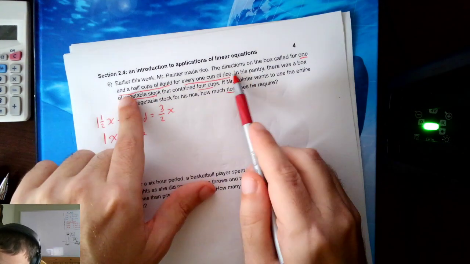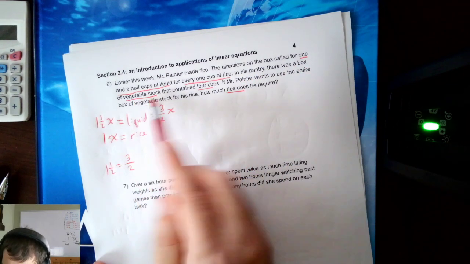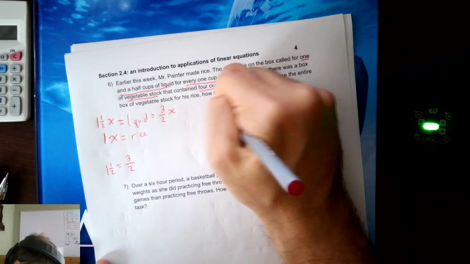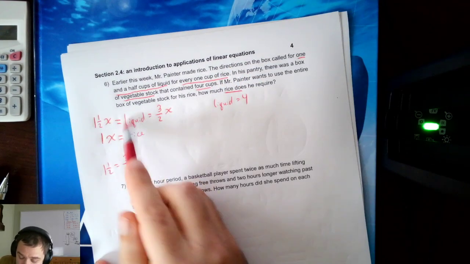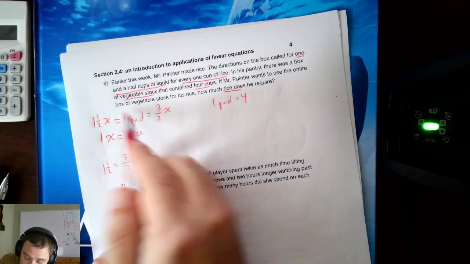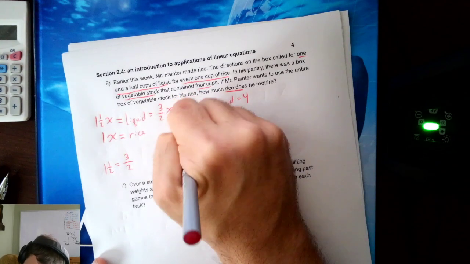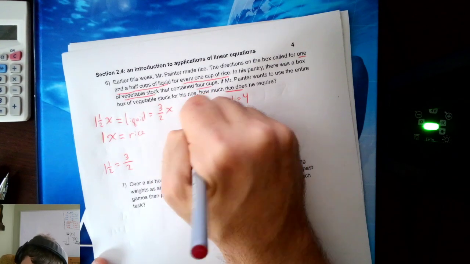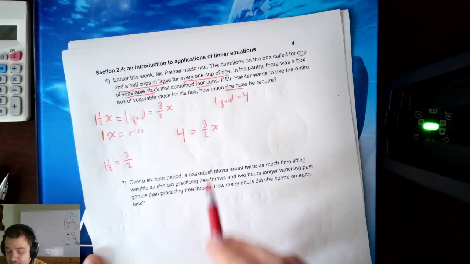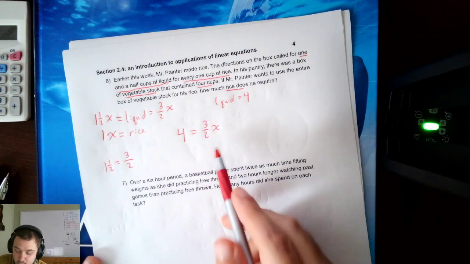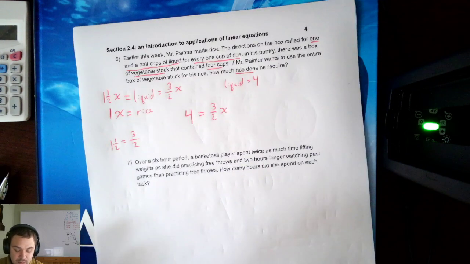So, I use the first sentence. I haven't used this part that says, in his pantry, there was a box of vegetable stock that contained 4 cups. So I also know that liquid is equal to 4. I know that the liquid is 4. I have a relationship between liquid and rice, and I have a known value of liquid. So for my equation, I will set 4 equal to 3 halves x. I know that these must be in ratio, and x will give me the rice. It will give me the value of rice.